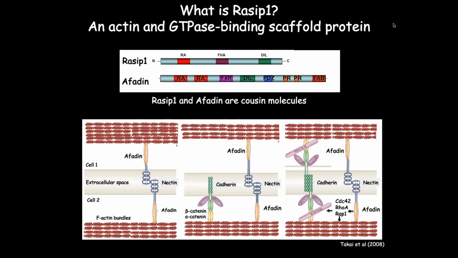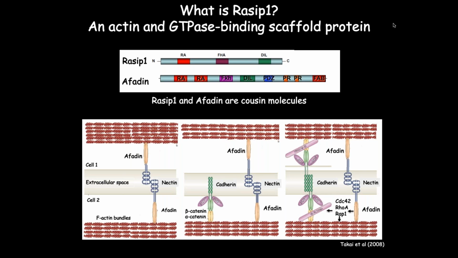Why is that happening? So at this point, I just want to go back to what RAS-IP1 is, this RAS interacting protein. It's an interesting protein. There is no RAS-IP1-2. There's just one of them. And it's not really similar to very much, but it is similar to one protein called afadin. And so here I've kind of lined up the protein from RAS-IP1 and afadin to show you the major motifs within the protein.